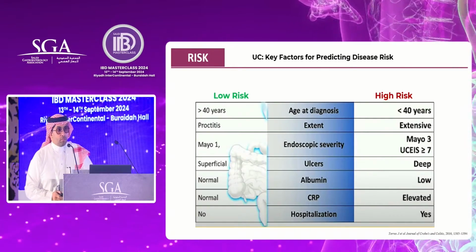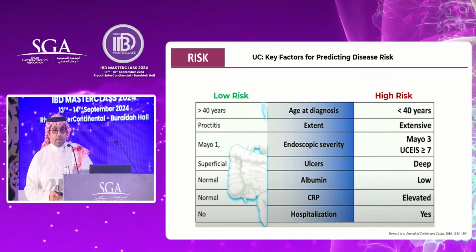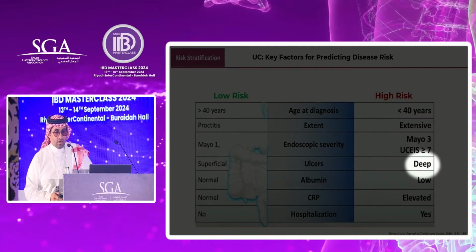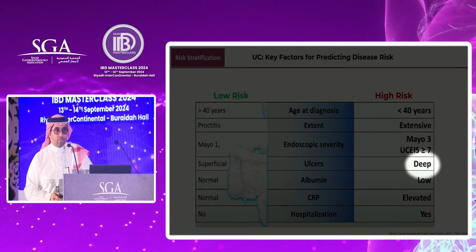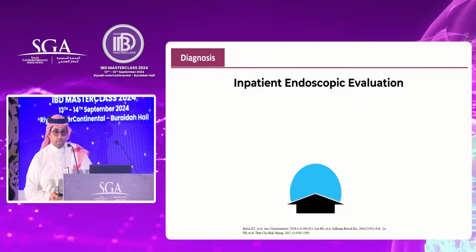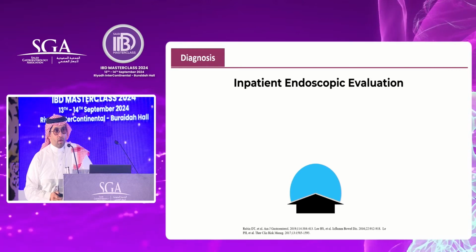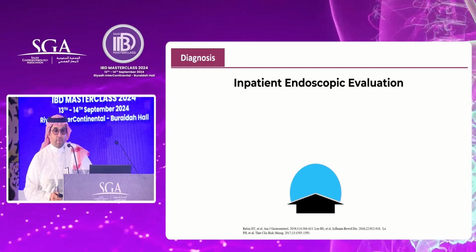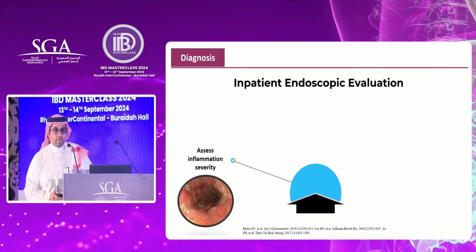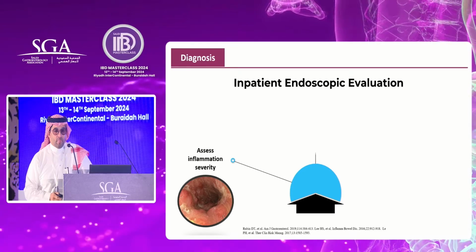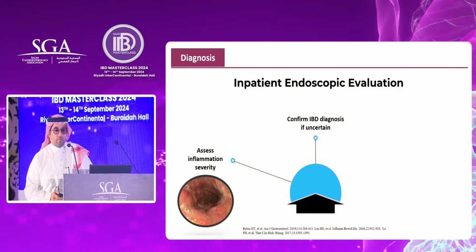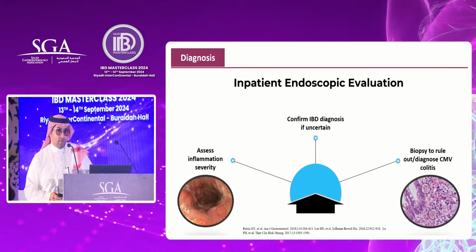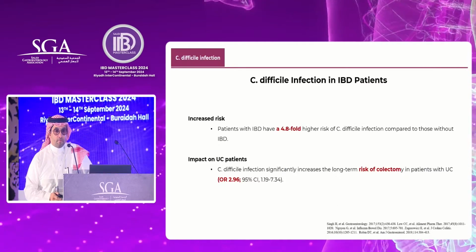So one of the most important factors for the disease assessment and the disease course is the ulcer. So a deep ulcer means the patient has a poor course and is high risk. So there are 3 main objectives from doing the flex sigmoidoscopy the second day: to assess the inflammation severity, to confirm the IBD diagnosis if it is uncertain, and to rule out CMV colitis.